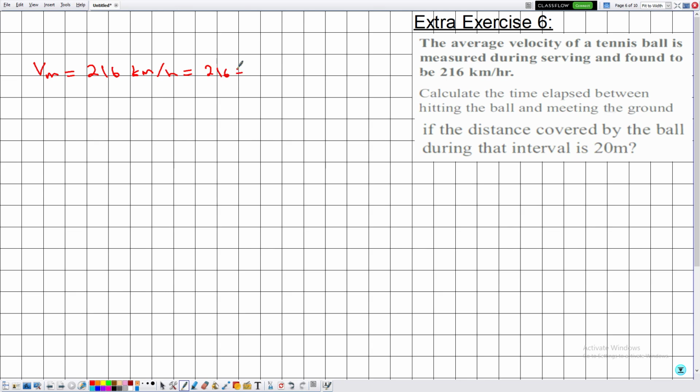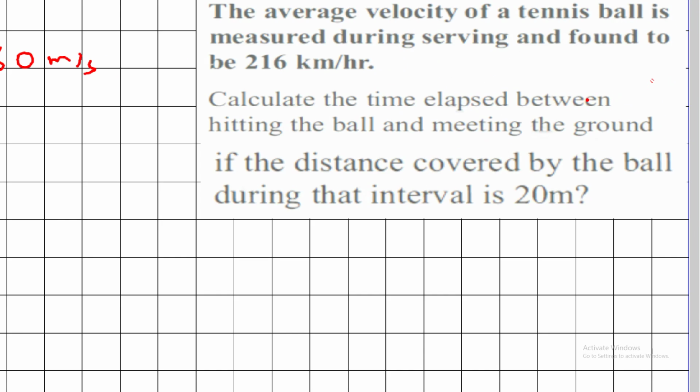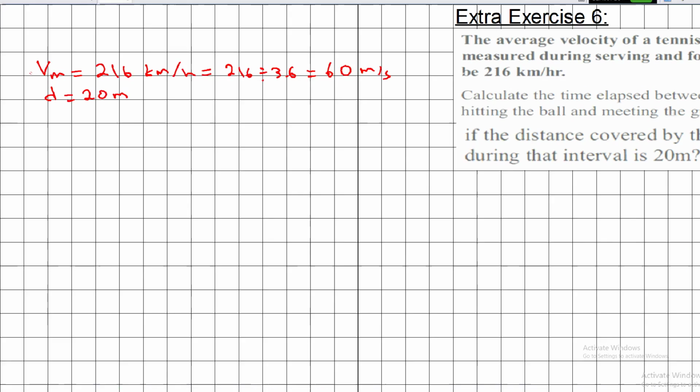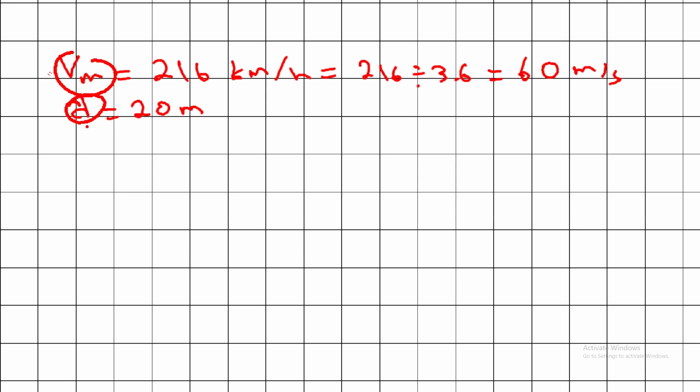Then 216 divided by 3.6 is equal to 60 meters per second. Calculate the time elapsed between hitting the ball and meeting the ground, if the distance covered by the ball during that interval is 20 meters, so d is equal to 20 meters. Now, knowing Vm and knowing d, we can calculate the duration delta t.